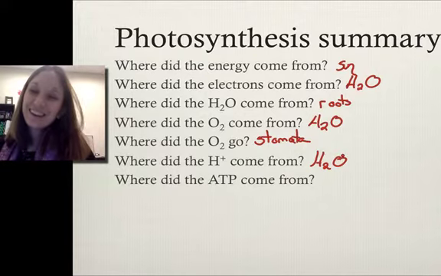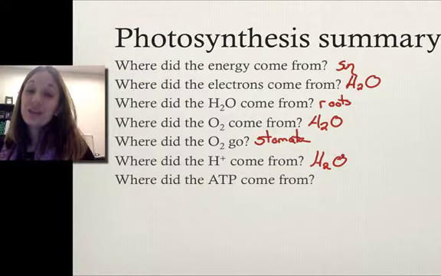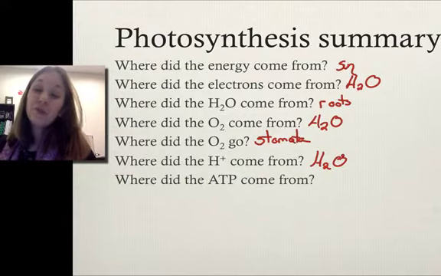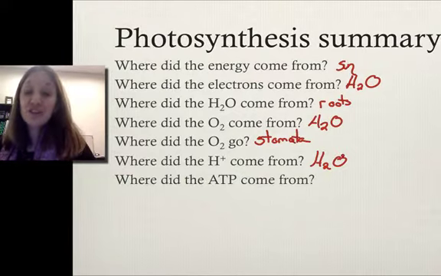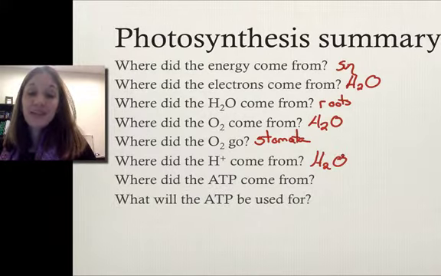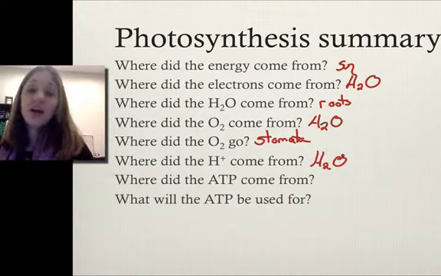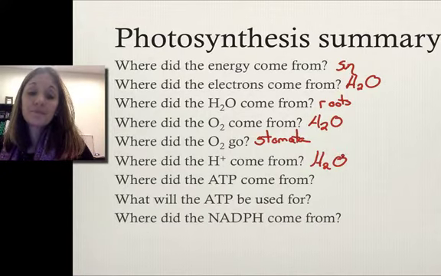The hydrogen ion gradient that's established due to the electron transport chain fueled by photosystem 2, which gets its energy from the sun, and the electrons from water. And that ATP is going onto the Calvin cycle, and it can also be used to do work.